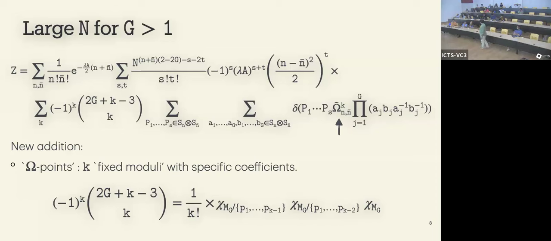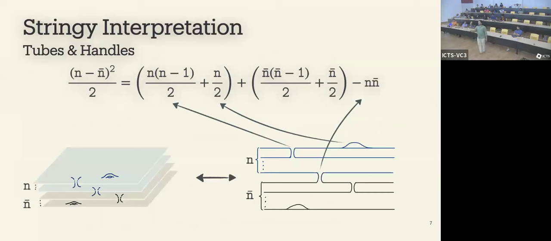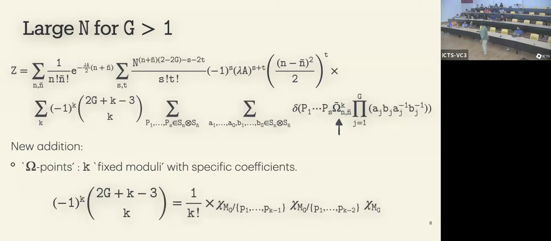T is the tube, yes. But you also said handles. Yes, tubes. So this factor has handles also, right? Because I showed you the picture previously. So that factor is okay, but you said integrating over position of the handle. Yeah, position of the handles.